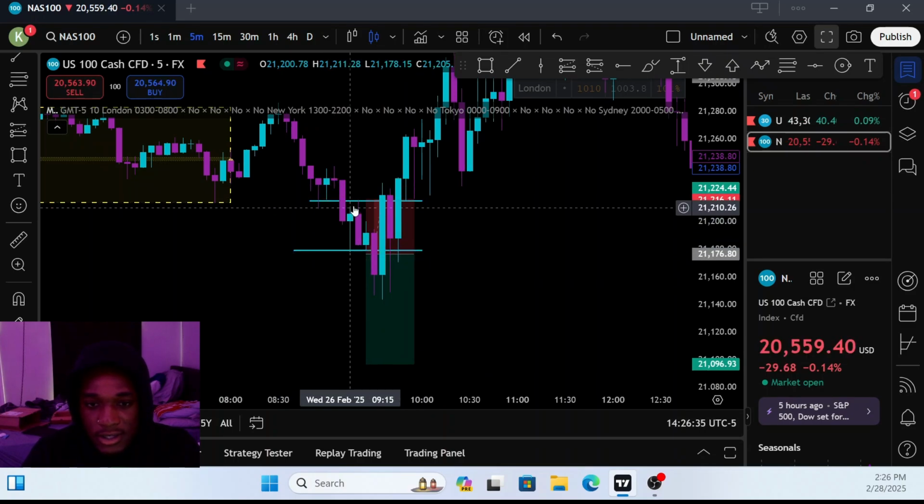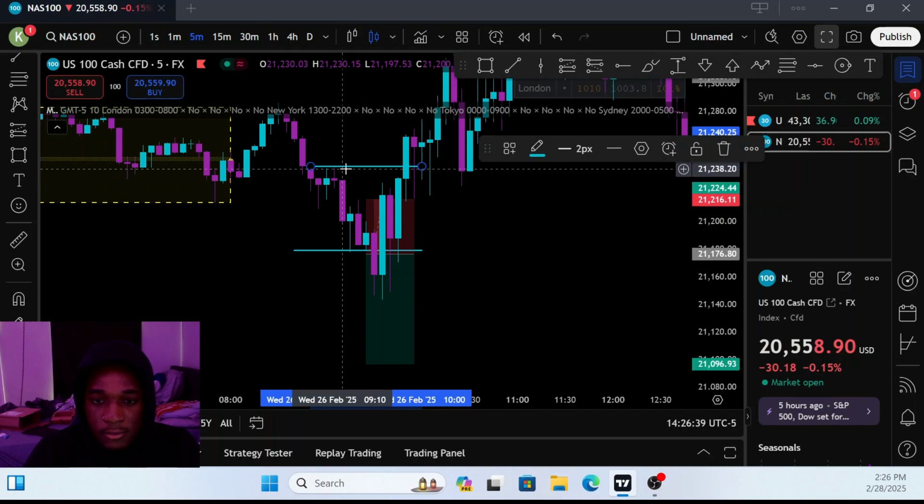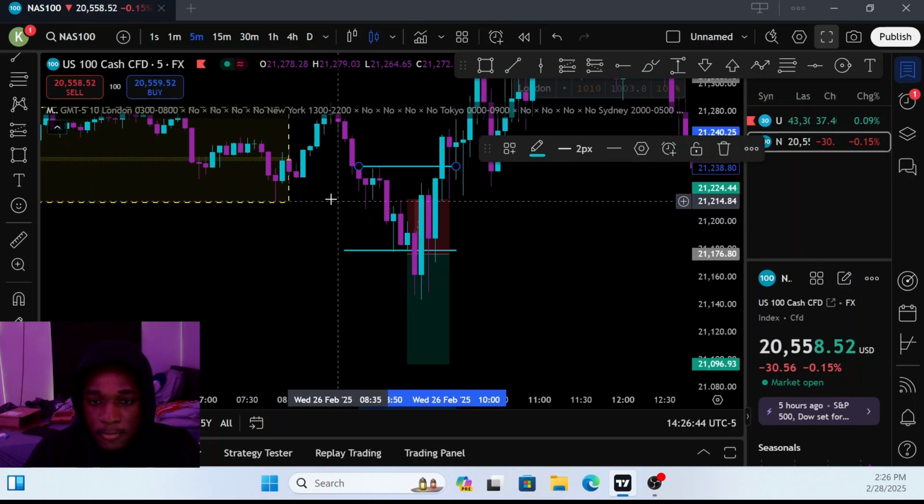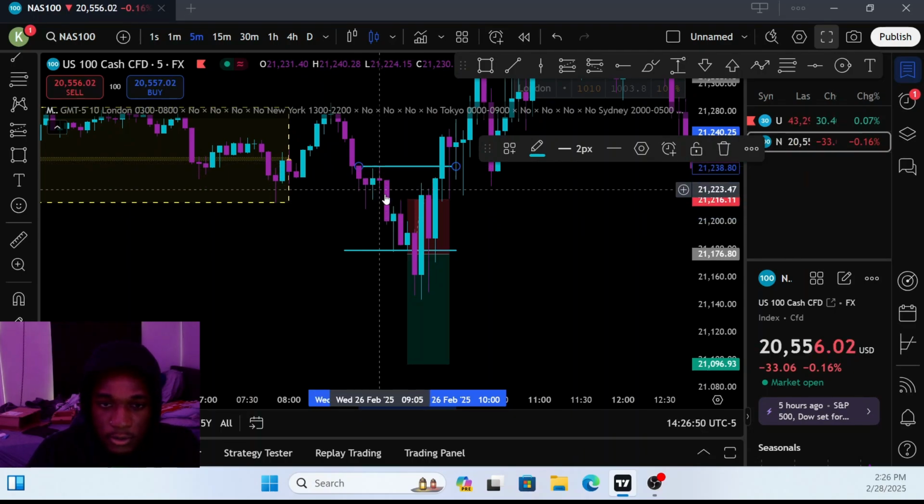We had resistance at these highs right here. At first, our resistance zone was right here when we came into the market, and then price disrespected this low, which was the London lows, basically disrespected this low.